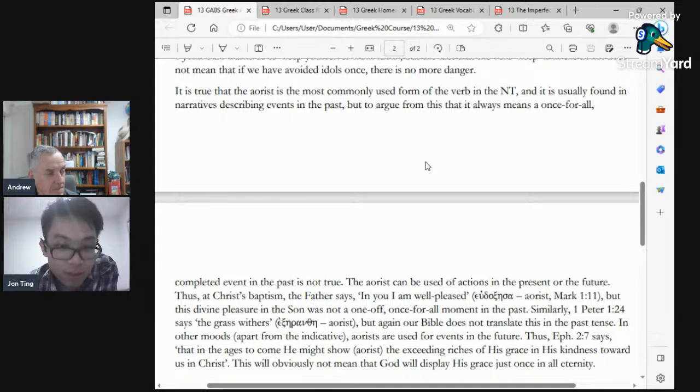In other moods, apart from the indicative, aorists are used for events in the future. Thus, Ephesians 2:7 says that in the ages to come, he might show, aorist, the exceeding riches of his grace and his kindness towards us in Christ. This will obviously not mean that God will display his grace just once in all eternity.